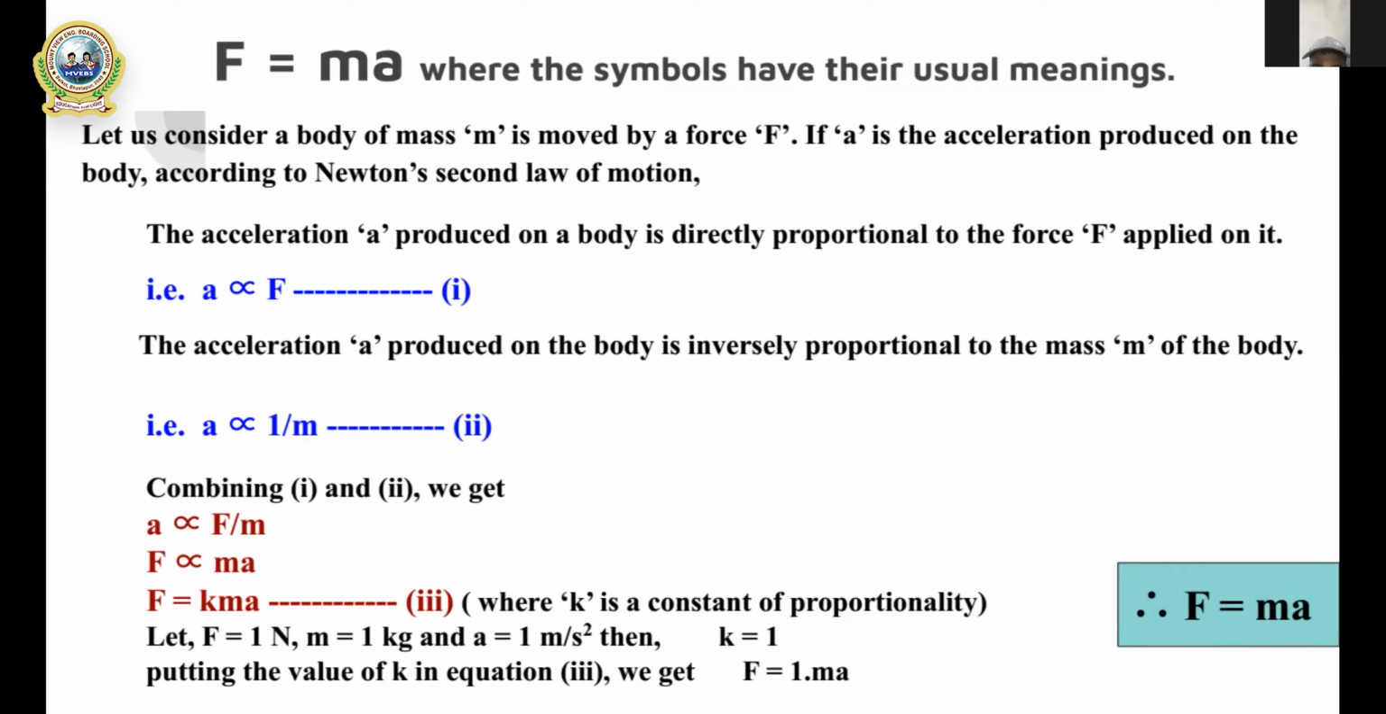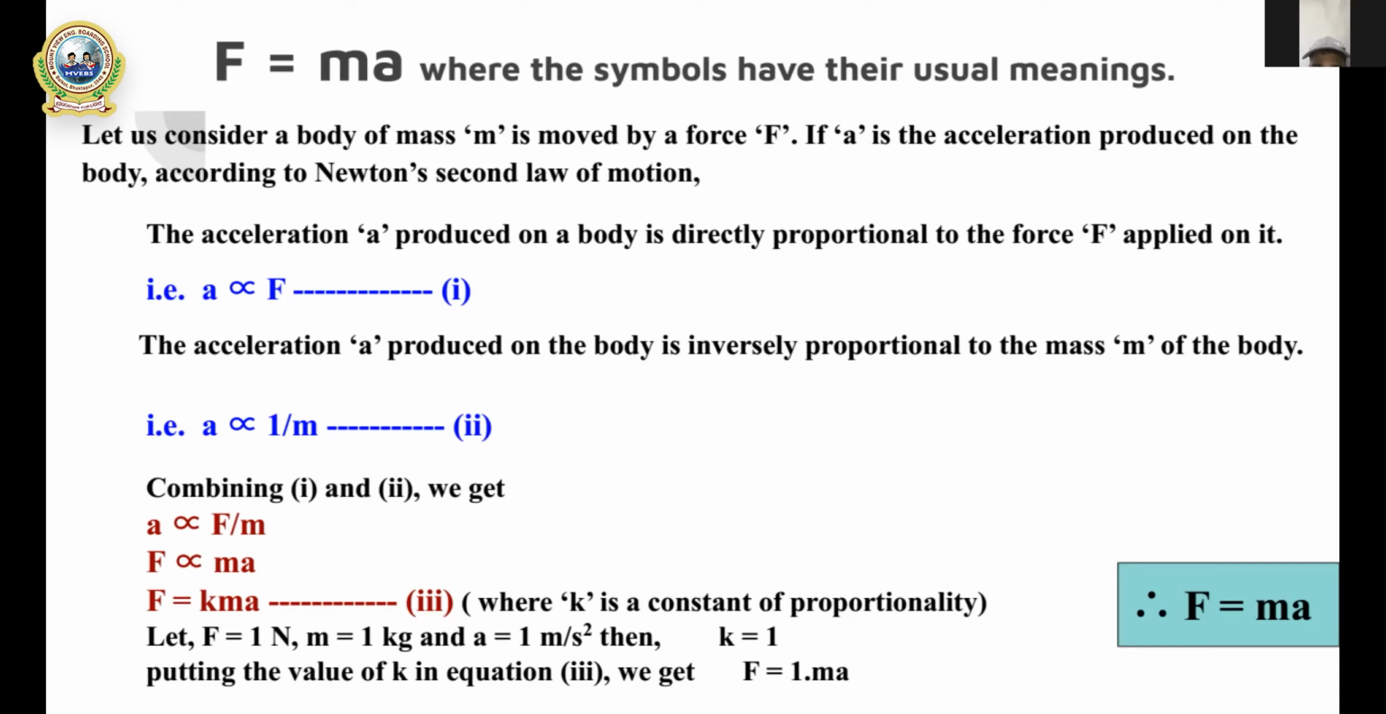In language, you can find that the acceleration A produced on the body is inversely proportional to the mass of the body. That means when one factor is increased, the other decreases. So that is just opposite with each other. Similarly, A is proportional to 1 upon m, 1 by m. That means inversely proportional. So A is inversely proportional to mass, and that is equation second.